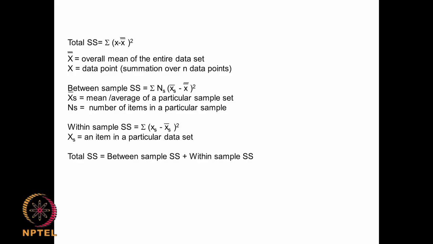So, ideally we should have this within sample sum of squares as small as possible, so that the between sample sum of squares looks large, because we are going to later calculate the F value, that means the mean sum of squares between divided by within. Now, total sum of squares is also equal to this plus this, between sample and within sample.